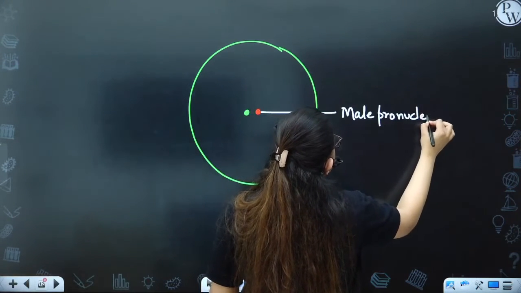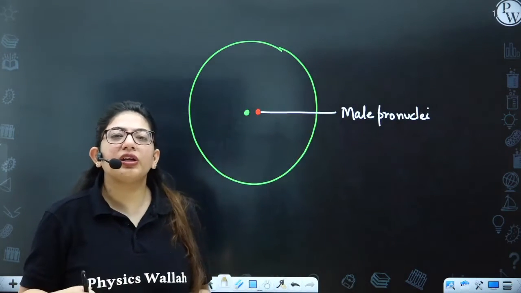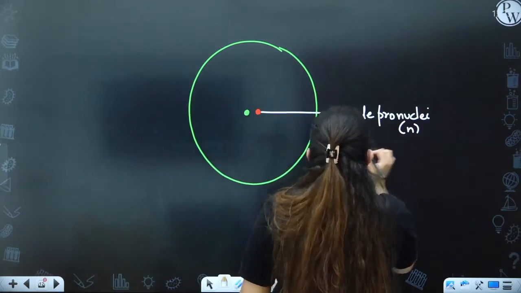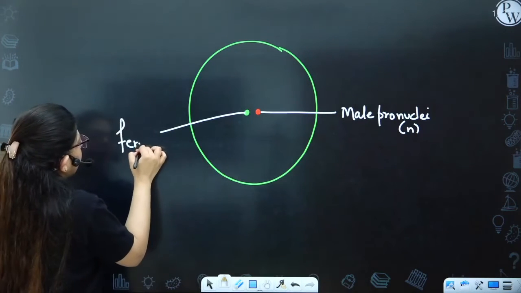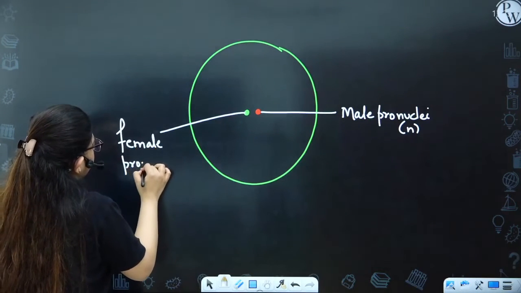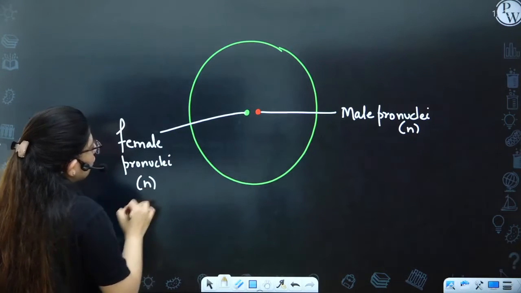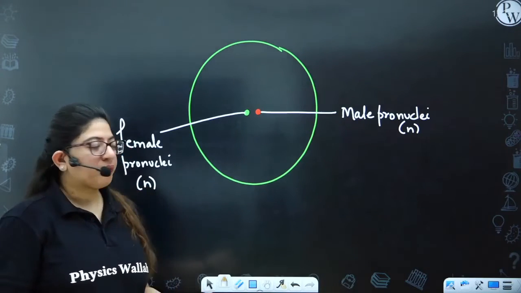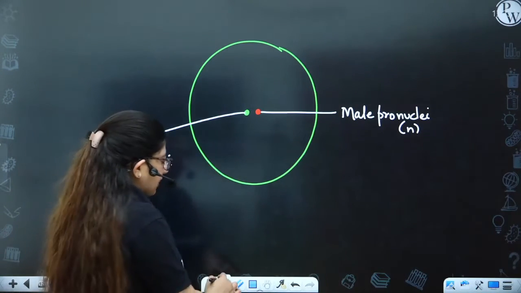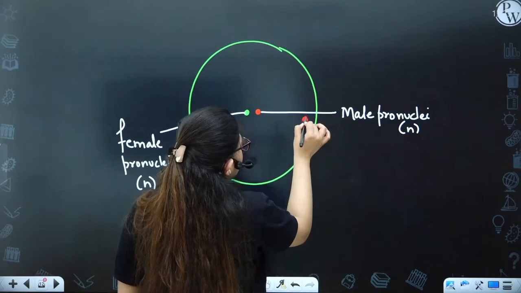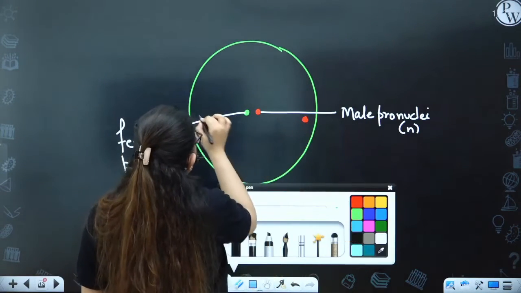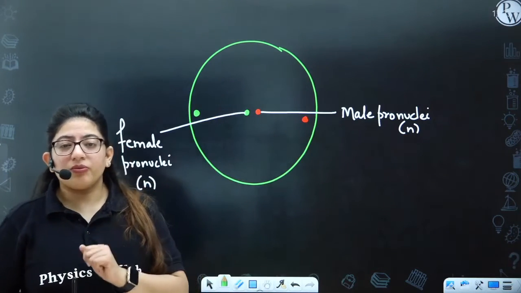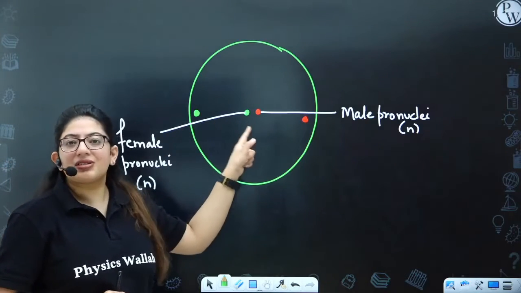You will not call it a nucleus because they're going to fuse. Any nucleus before it fuses, you call it a pronucleus, which is again n. And this is the female pronucleus, again n, haploid. They both are going to fuse and form a diploid nucleus and a diploid cell, that's the zygote. Also, the male is contributing another thing: a centriole. One centriole is already there in the oocyte. Another is contributed by the sperm. Why? Because one centriole cannot complete this division, right?